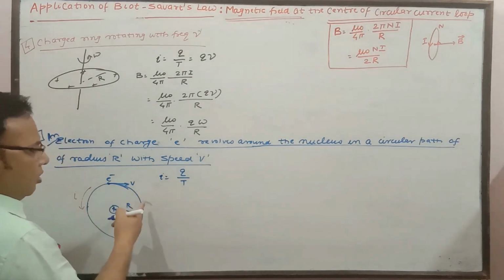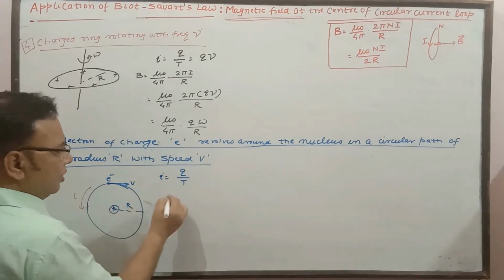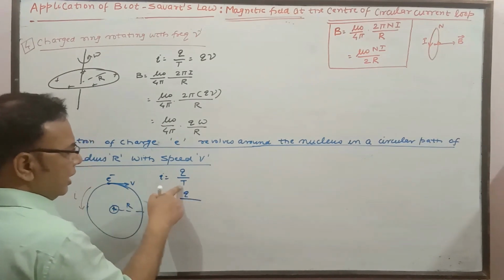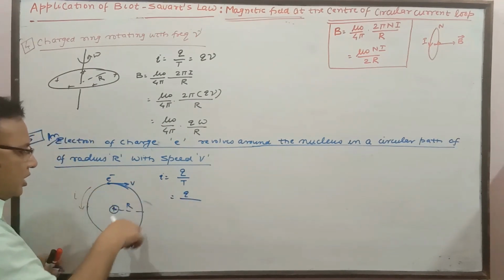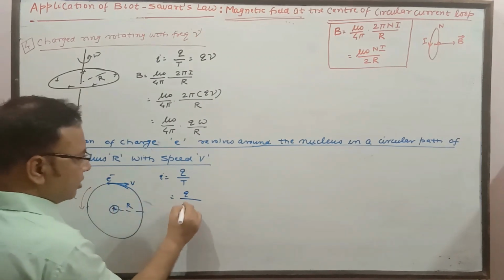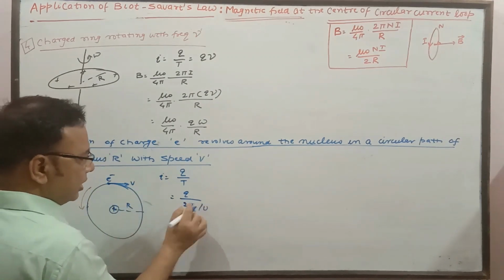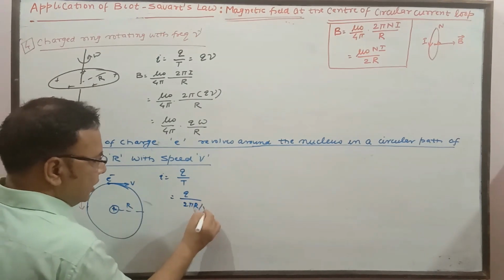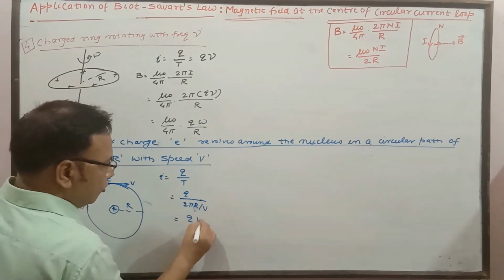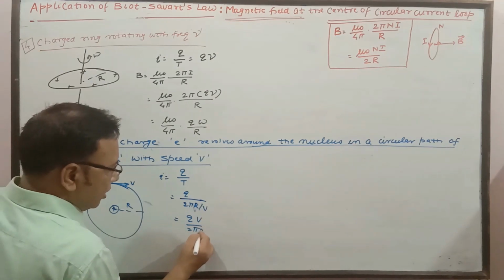Here neither frequency nor time is given, so we are going to use q divided by time. Time is distance by speed. How much distance is covered? That is 2 pi r, the circumference. What is the speed given? If capital R is the radius, put capital R, and the speed is v. So finally, I is q into v divided by 2 pi r. Don't get confused.